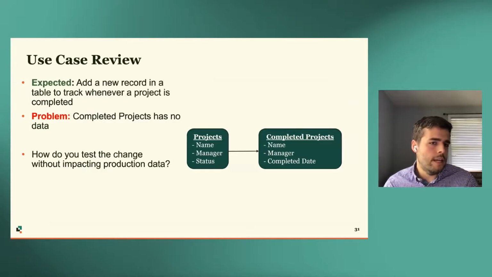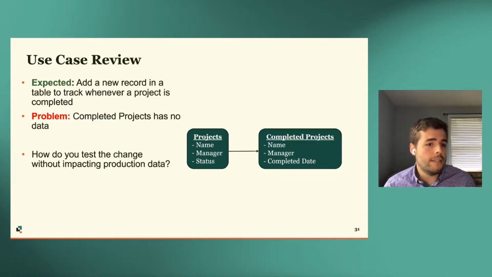So for the second use case, which is actually a review of our first use case that we showed you earlier on in this session, again, we have this projects table where we have the name, manager, and status. And all we wanted to do at that point was copy the records whenever the project was completed into this second table that we have to record the name, the manager, and the completion date of that project. But again, the problem that we had was the completed project has no data, or at least the record that we expected didn't come over.